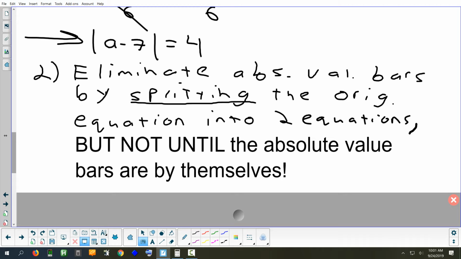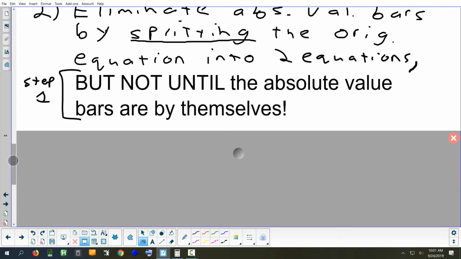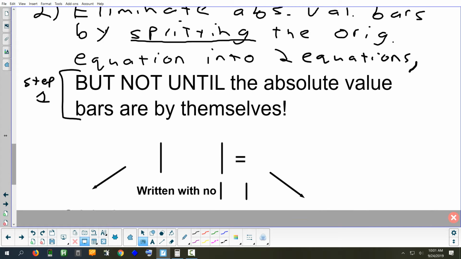Now, if you want to write that again, you can, but you already wrote this in step 1 right here. You can't do step 2 until you do step 1. You've got to have the bars by themselves. So this is step 1. So you don't really have to write that part again if you don't want. Okay, so we've got a little diagram on your notes that's going to kind of show you how we do it.